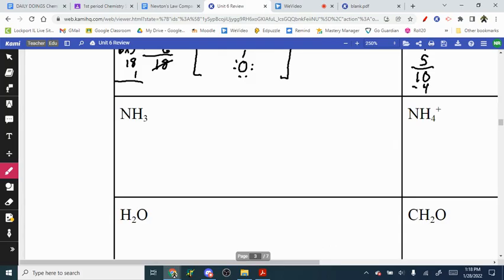All right, NH3. We have N is 5, H is 1 times 3, so 3. So that's 8. N goes in the middle. H goes on the outsides. We have so far used 6 valence electrons. We have 2 left. H's are already happy, so we're not going to put any there, but N is not. There's our last 2, and we're good.